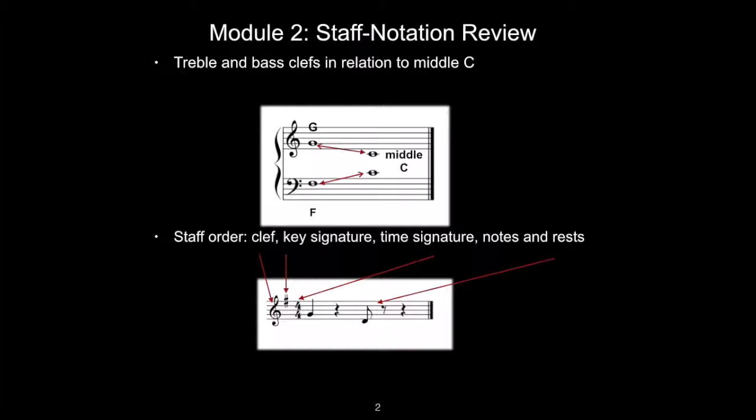Last week we mapped out the staff, with its primary content emphasizing the two most frequently used clefs, treble and bass, their starting points, the notes they demarcate, and the relationship of these points to middle C. Then we placed items on the staff in their order: clef, key signature, time signature, followed by note and rest content.